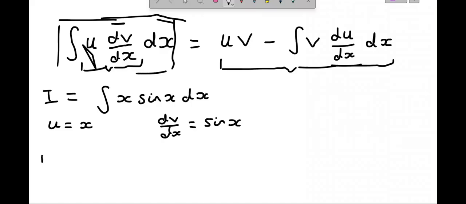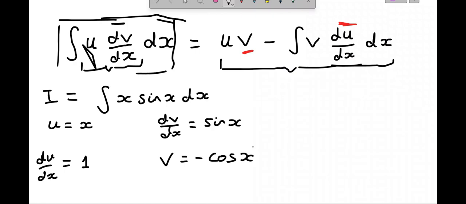Okay, so I can now use this formula or this identity. So now if I want to use this formula, I need to know v and I need to know du by dx. So I'm going to calculate both of these things. So du by dx, well, the derivative of u with respect to x is the derivative of x with respect to x, which is just 1. And then v, when we integrate sine x, that will give us v. So the integral of sine x with respect to x is minus cosine x.